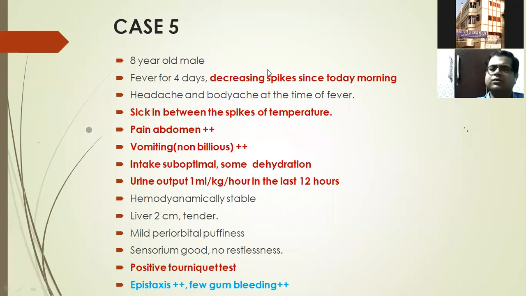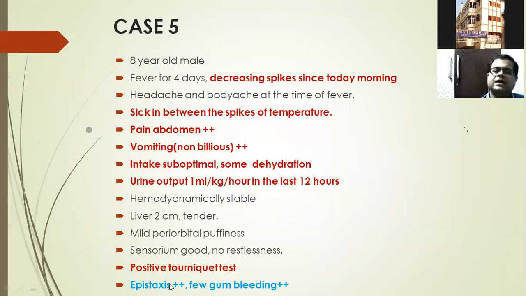So now coming to case 5, almost similar to case 4: an 8-year-old male, fever for 4 days, decreasing spikes since this morning, headache and body ache at the time of fever, sick in between the spikes of temperature, pain abdomen, non-bilious vomiting, intake suboptimal, some dehydration is there. Urine output is 1 ml per kg per hour in the last 12 hours. Hemodynamically stable, liver 2 cm with tenderness, mild periorbital puffiness, sensorium good, no restlessness, positive tourniquet. So all the status is almost similar, ditto to case 4, meaning dengue hemorrhagic fever 1.